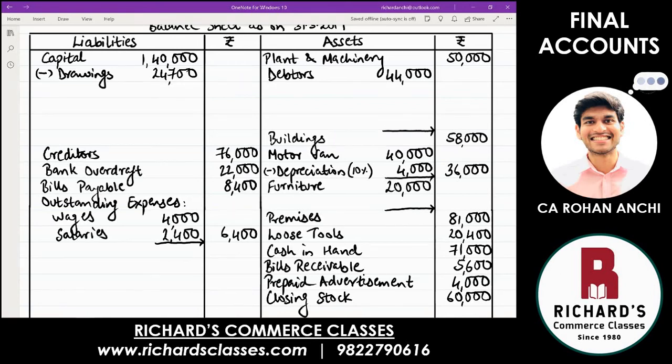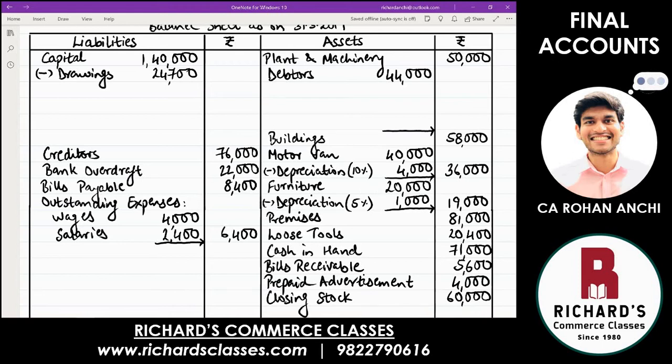Exactly same thing has to be done for the next asset, furniture, below. Write down less depreciation. The rate is different here. Can you tell me what is the rate? What percent? 5%. So calculate 5% of 20,000. 1,000. That's right. And deduct outer column. 19,000.